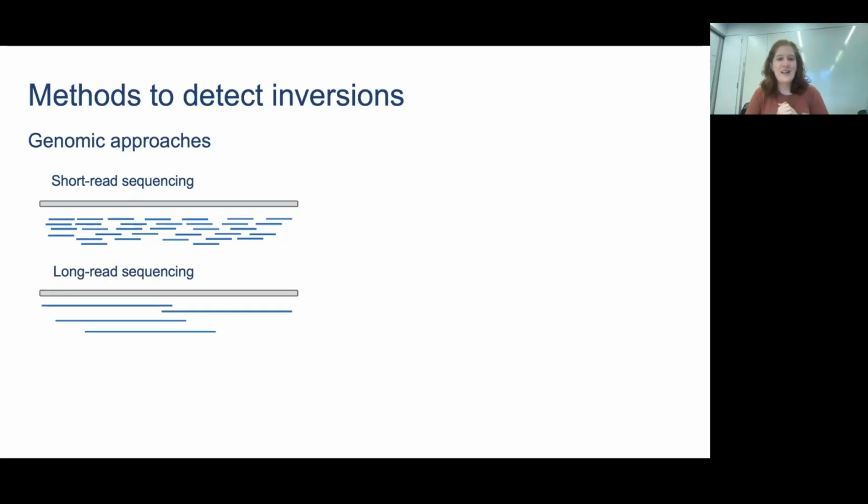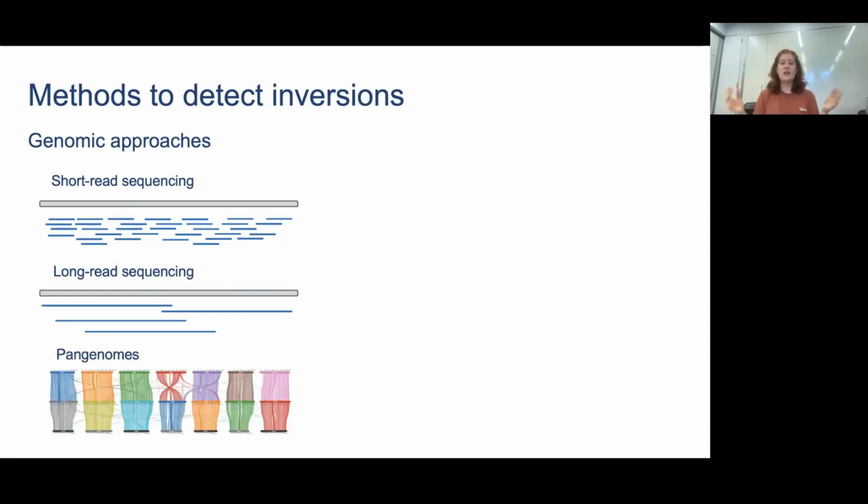We can also detect inversions with long read sequencing data, such as HiFi or nanopore. It's great if the long reads can span your inversions, or you might have used your long reads to construct multiple reference genomes or a pan genome, and aligning these reference genomes together will allow you to detect structural arrangements.